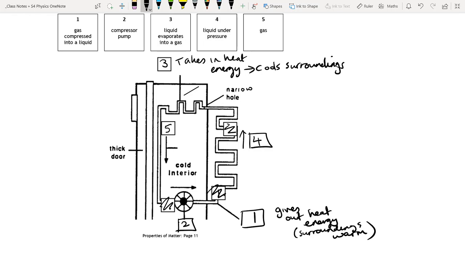So here it's evaporating, so it's cooling the surroundings down because it's taking in heat energy. Cold around here, and here is when it condenses, so it gives out heat energy. So it's warmer outside, this is inside. Warmer outside there, inside it's cooler.